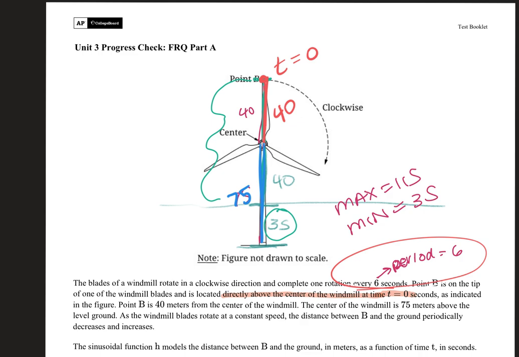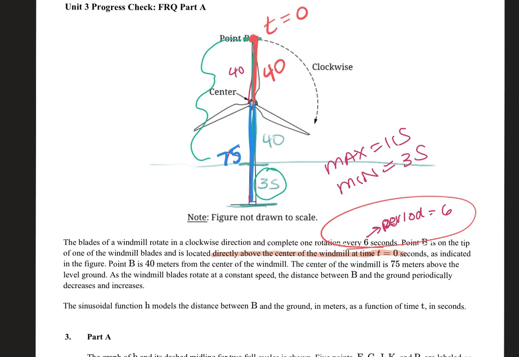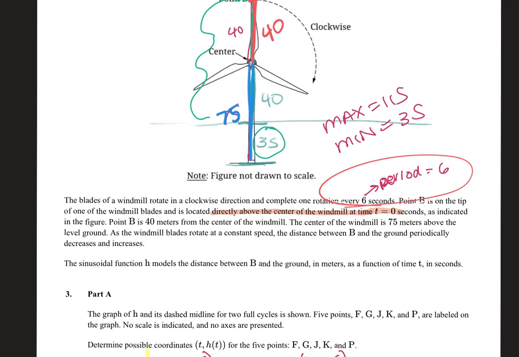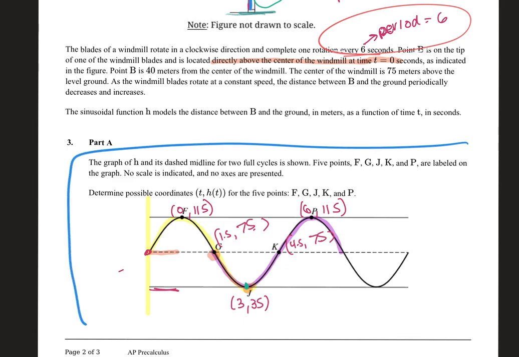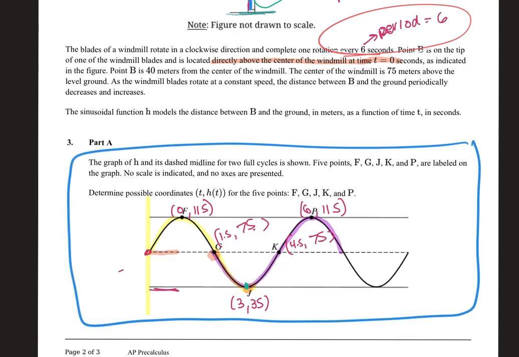As the windmill blades rotate at a constant speed, the distance between B and the ground periodically increases and decreases. The sinusoidal function h models the distance between B and the ground in meters as a function of time in seconds. Part A, the graph of h and its dashed midline for 2 full cycles is shown. 5 points, F, G, J. This is always going to be exactly the same. This little box is exactly the same on every single sinusoidal FRQ.